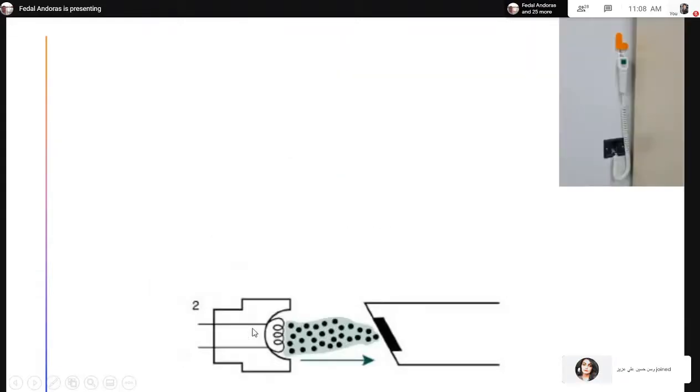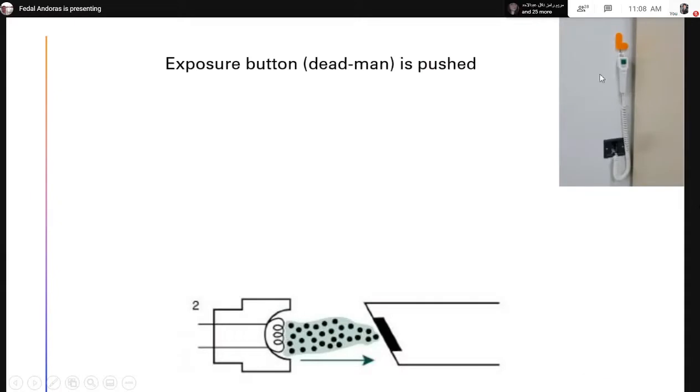So the next step is when you push the exposure button, what we call the dead man. Here the process of production, or beginning of production, of X-ray will start. But you saw the first stage: we set the control panel on, and there is something happening. So if there is any leakage or a short in this dead man, you will have continuous emission of X-ray without knowing. That's why he always says try to leave it off when you have no work with it.